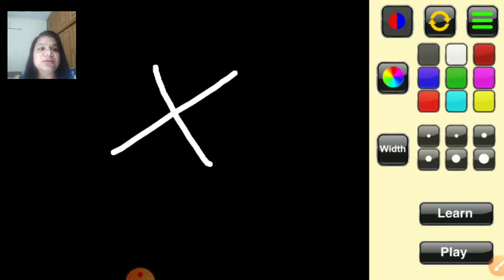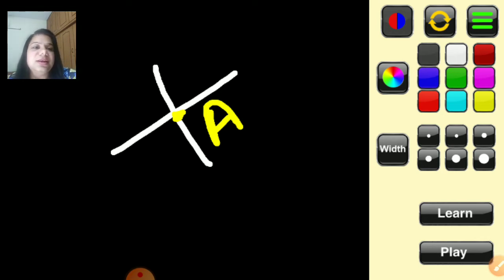So again, let's revise what we have done right now. First of all, what type of lines are these? These are two intersecting lines, and they intersect at the point I have marked with yellow color. If I name it A, these are intersecting lines intersecting at point A. I have put arrows on both sides of these lines because these are lines, right?